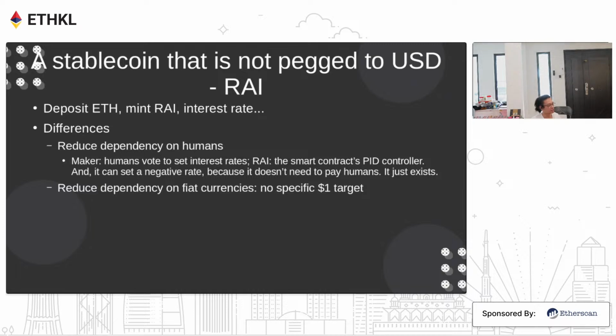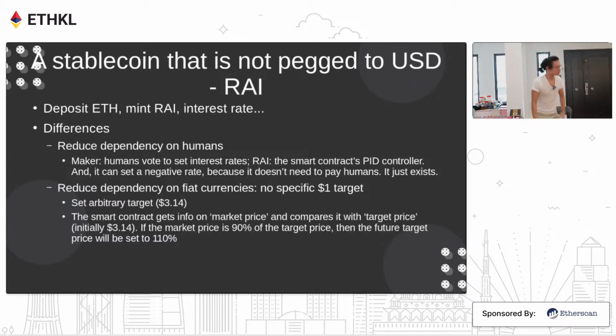And also the idea is still to reduce dependency on humans even further, which means it doesn't even target a fiat currency. So what target should it actually target at first? They chose 3.14 just because they're nerds. Yeah, pi. So they chose 3.14 USD.